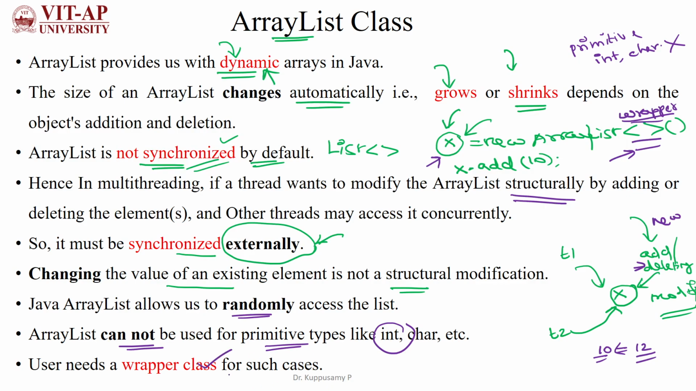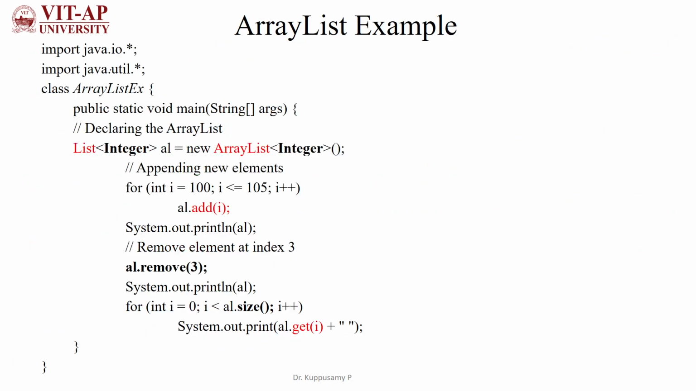So that's what is given in this statement. Here I am giving a single example. Here we are importing the IO package and the utility package. The class name is ArrayListEx. Then the main method is given, receiving some command line arguments. Now I am creating the reference variable AL, which is representing the array list. So here I am creating this reference variable by using the ArrayList class with the wrapper class Integer data type. Okay, this is a wrapper class, and which is implementing the list interface with data type integer.